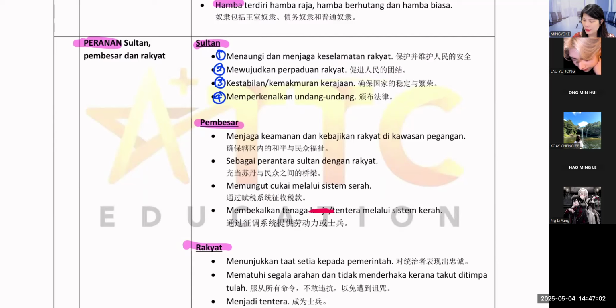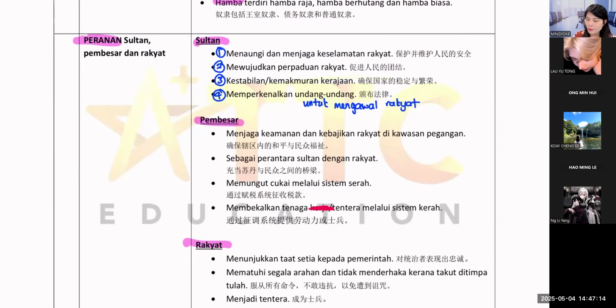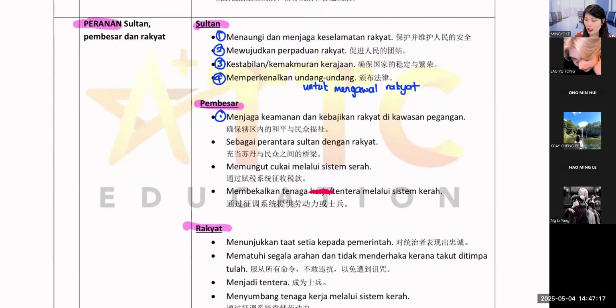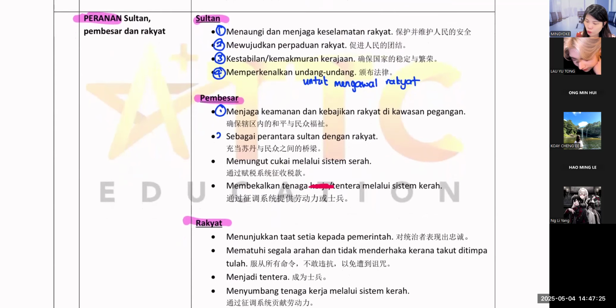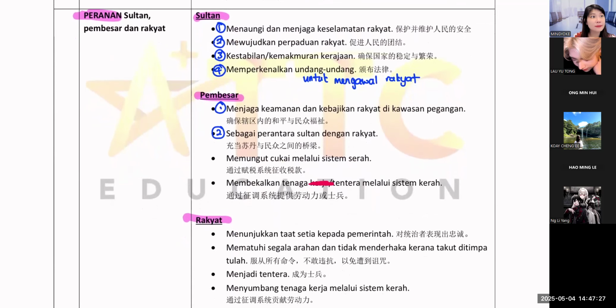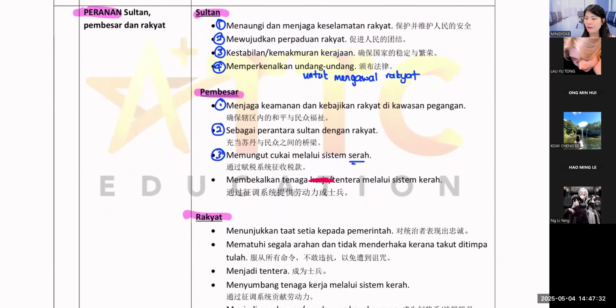If you want to continue, you can continue. Memperkenalkan undang-undang untuk mengawal rakyat. Of course, pembesar is to menjaga keamanan and kebajikan rakyat. At the same time, they are also the perantara, middle person, the one that collects taxes through sistem SERA, gift. And the last one is membekalkan tenaga tentera melalui sistem KERA.